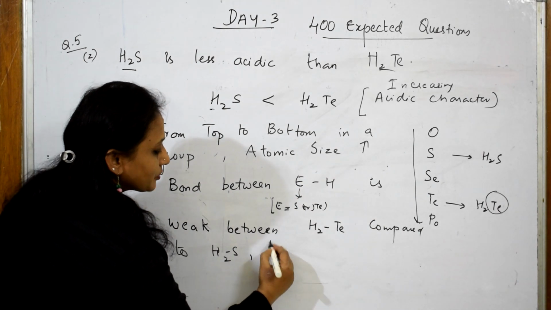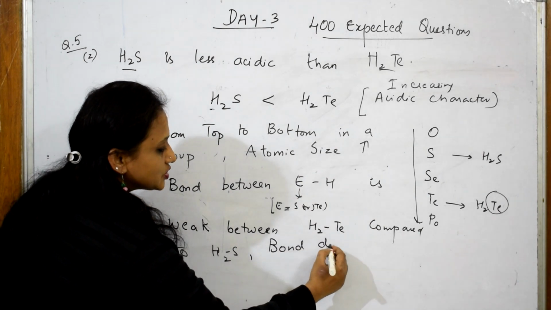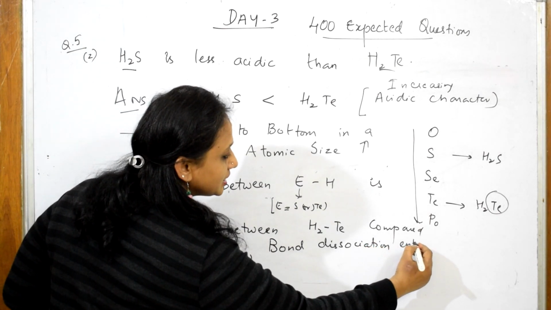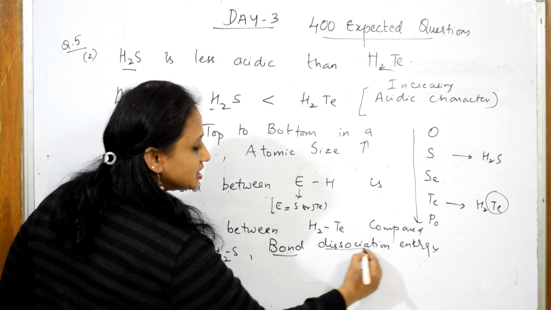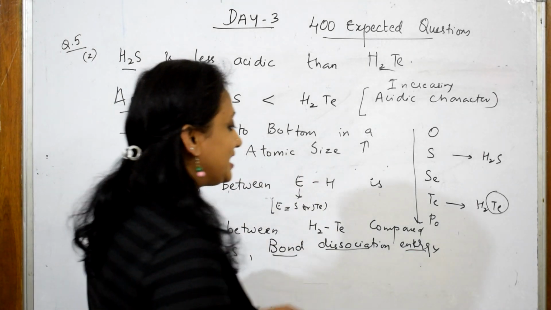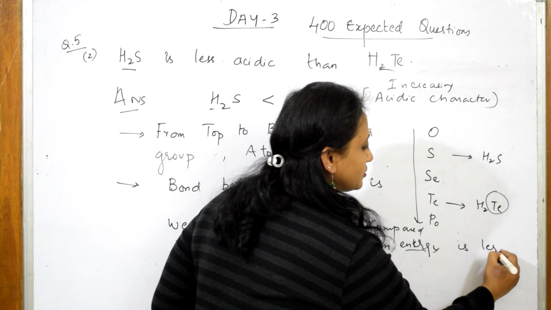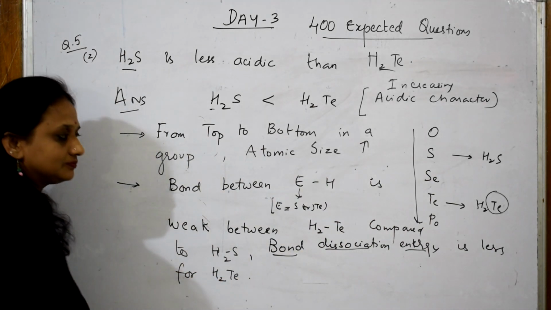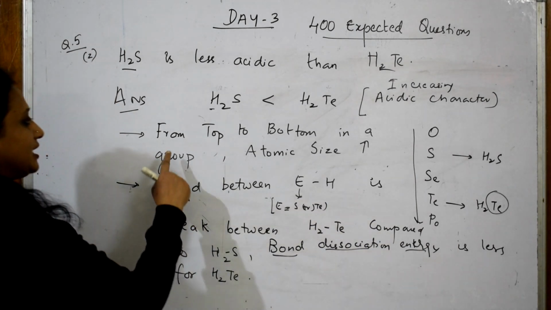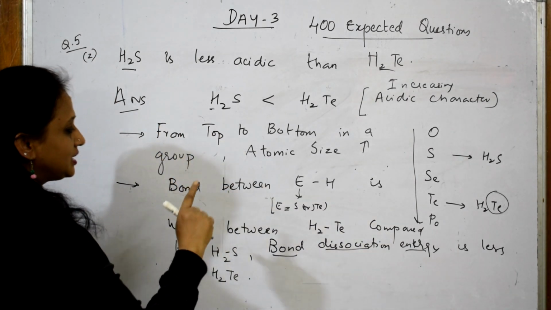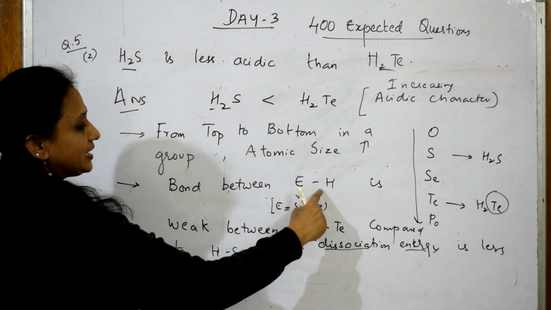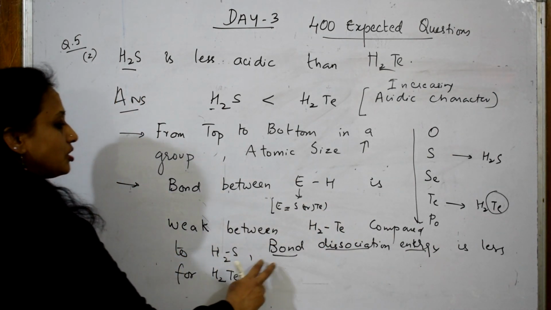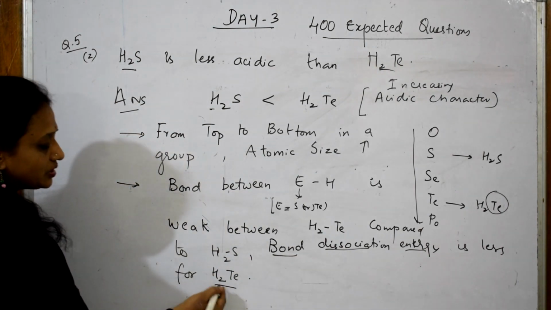So what is going to happen? Bond dissociation energy. This word you need to write, students. Bond dissociation energy, that is BDE, is less. BDE is less for which one? For H2Te. I got the conclusion. I wrote top to bottom, size increases. Then I said the bond between E and H, that is sulfur and selenium, is weak. Then what did I say? Bond dissociation energy is less for H2Te.